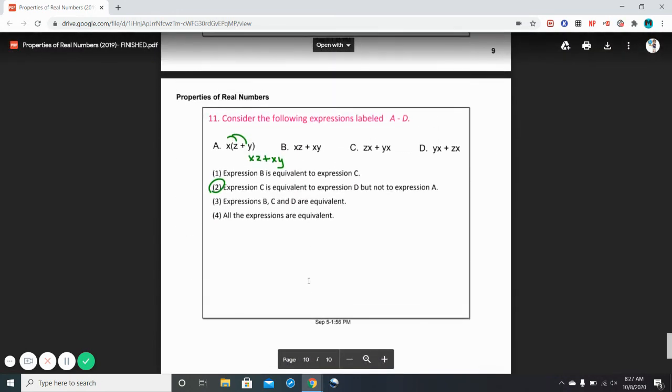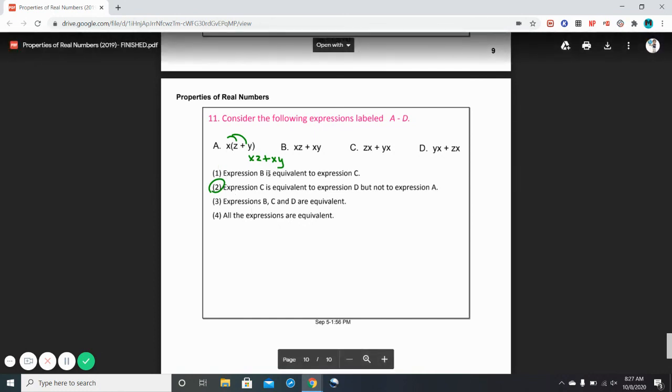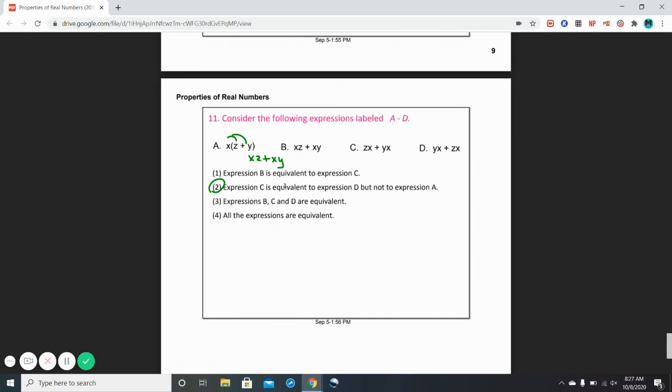And then finally, the last one. Consider the following expressions labeled A to D. Let's see. First choice 1. Expression B is equivalent to expression C. Is that true? Yes. It is true.